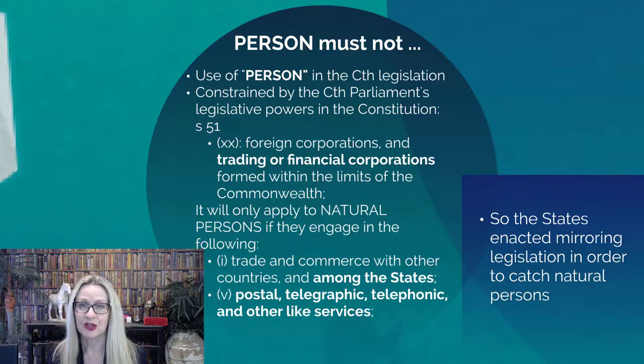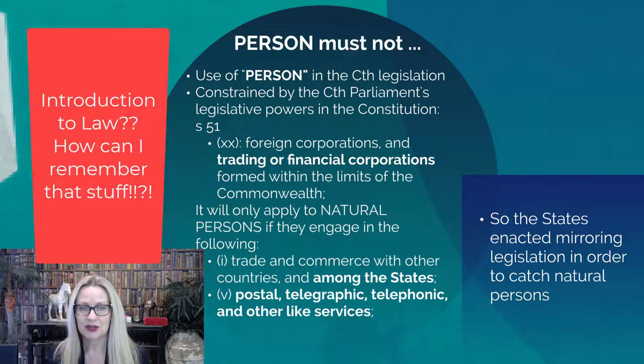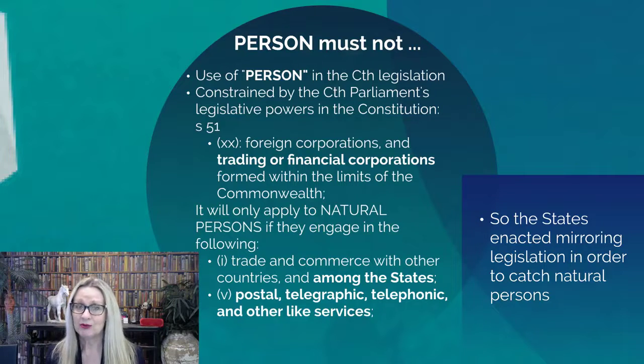Now, if you have a little bit of a think back to Introduction to Law, ain't nobody got time for that. You will remember, hopefully, that the Commonwealth's legislative powers are set out in Section 51 of our Constitution. The Commonwealth only has the designated points of legislative power that are set out in that provision, and they don't have a general power to legislate over people. Okay, they've got to stick within those heads of legislative power in Section 51.